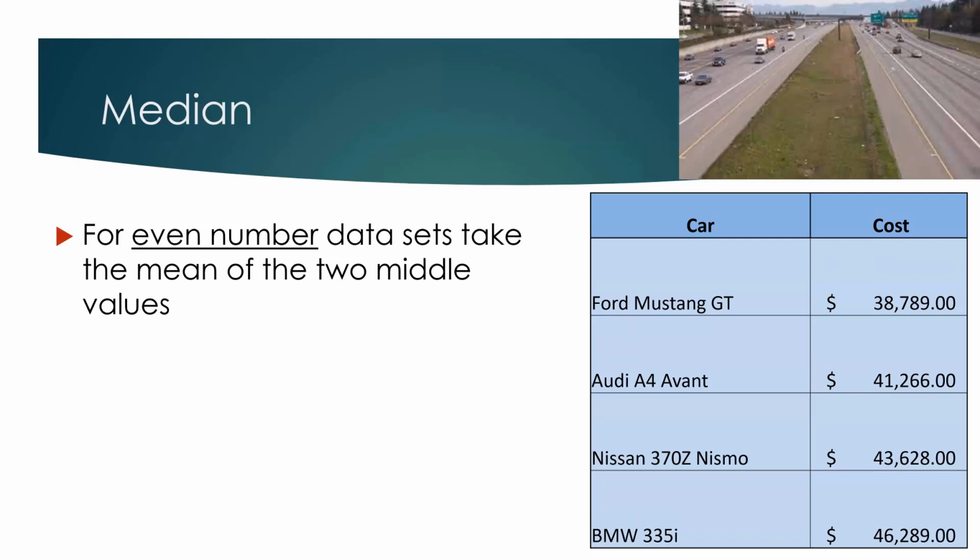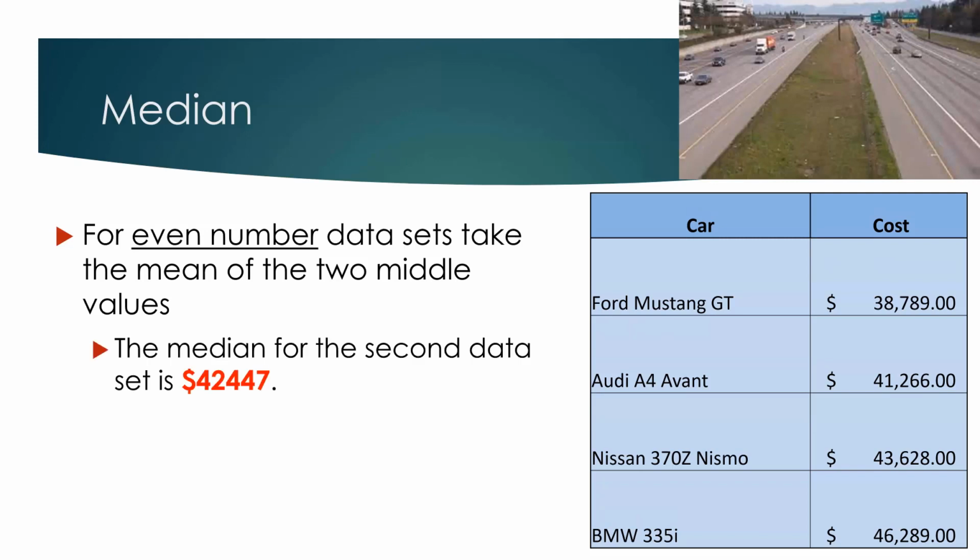Pause the video and calculate the median, and then I'll reveal the answer. So the median for the second data set is 42,447. That is the mean of the price for the Audi and the Nissan that you can see there.